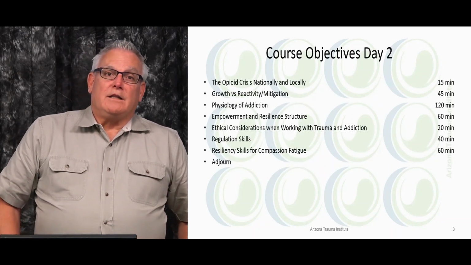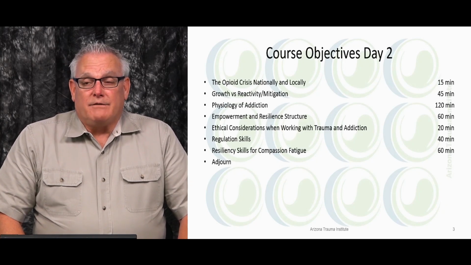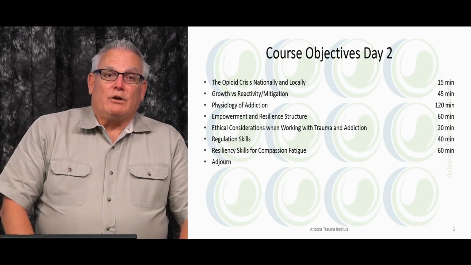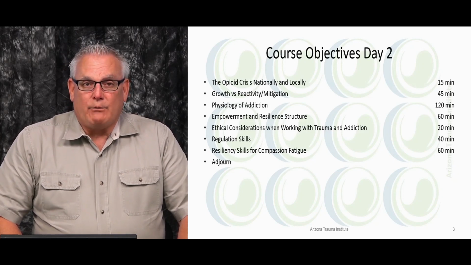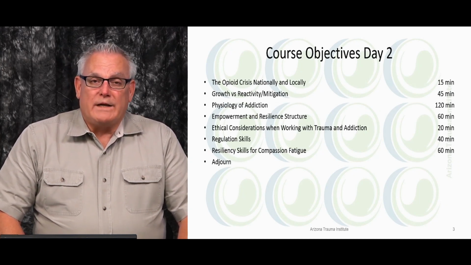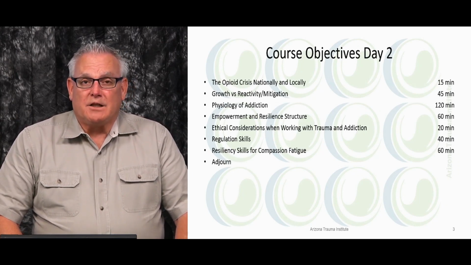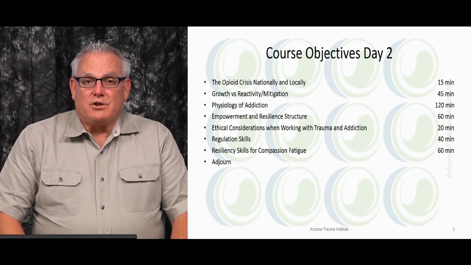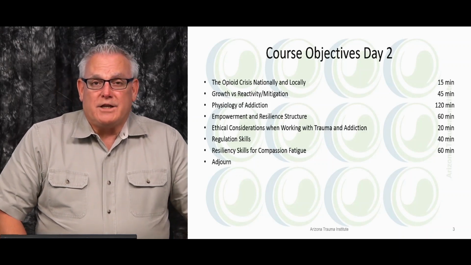Day 2, we're going to look at the opioid crisis nationally and locally. We'll do a little bit of work on that, because that's a hot topic, not only here in Arizona, but across the nation. Once we understand how trauma is created and what it looks like and how we define it, then we're going to look at how we help people experience growth versus reactivity and mitigation. And then we'll spend a good amount of time talking about the physiology of addiction in connection with trauma. And then I'll share some information regarding the empowerment and resilience structure developed by Roten and Gentry.